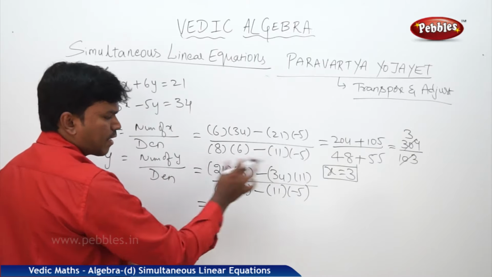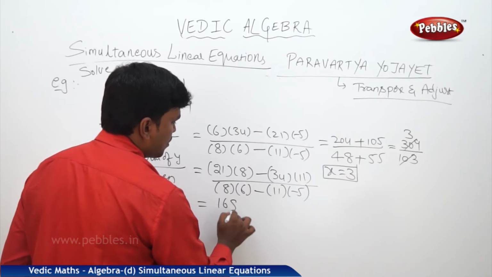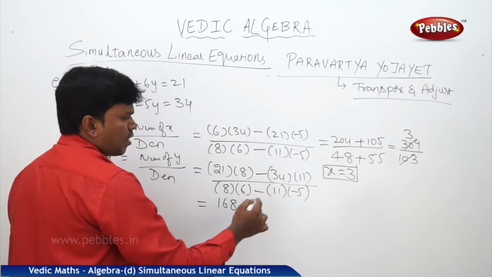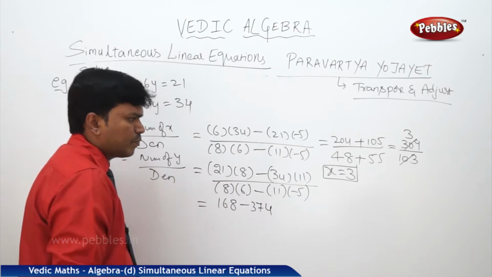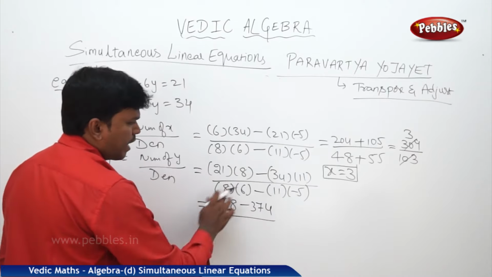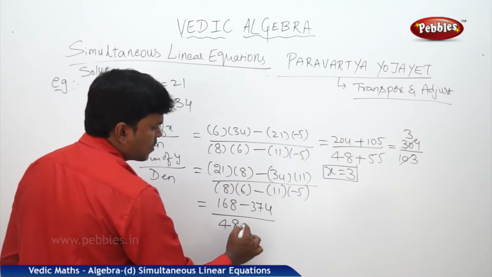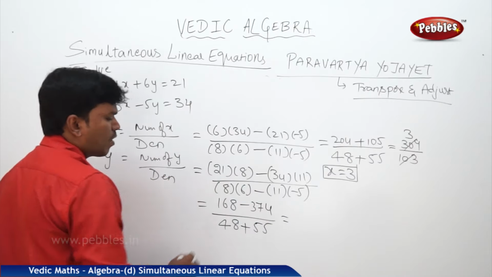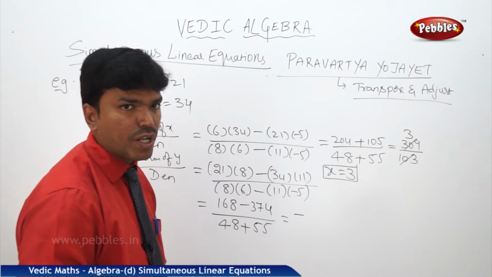So calculate the values. 21 into 8 is 168, minus 34 into 11. 34 11s means it's 374. So 374 by 8 6s are 48, minus into minus plus, 11 5s are 55. Okay, it is a reverse way. You are going to get the answer as a minus value for y.